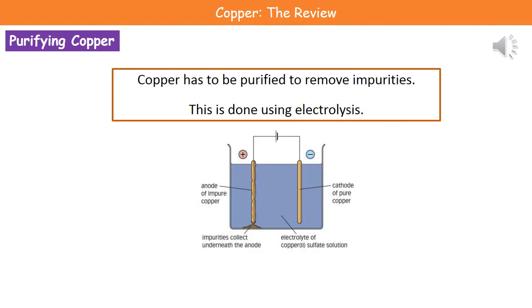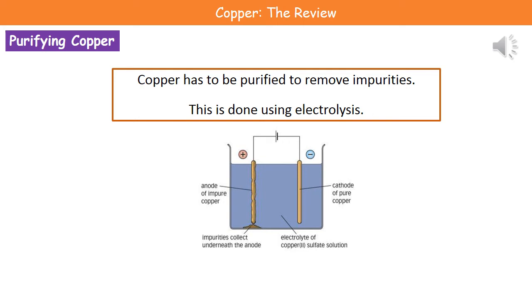Now, the copper we get from the ore isn't pure. We've got other things in there known as impurities. So before we can actually use it for things like our electrical wires and so forth, we need to purify the copper. And to do this, we need to remove those impurities. Now, to carry out that process of removing the impurities from copper, we use a process called electrolysis.